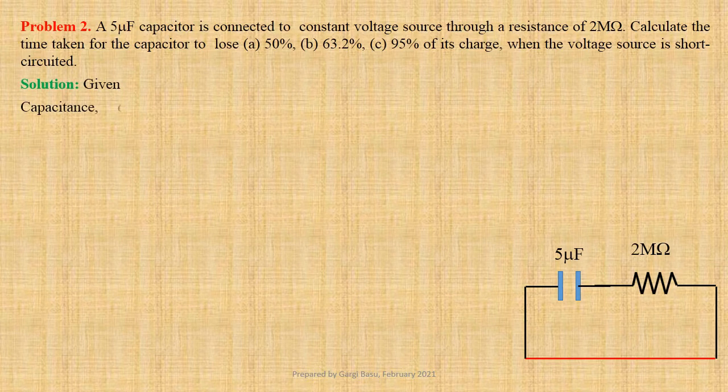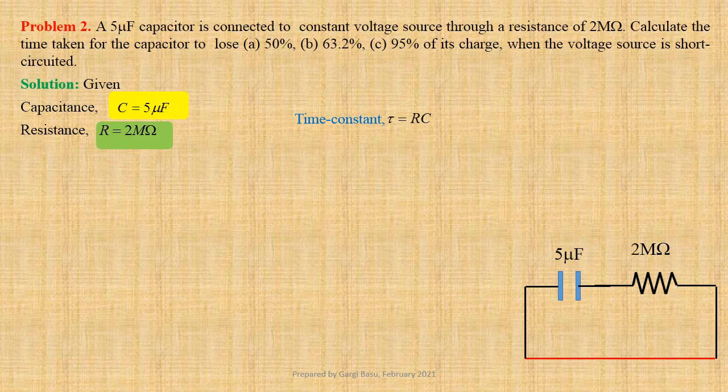Capacitance C equals 5 microfarad. Resistance R equals 2 mega ohm. Let us calculate the circuit time constant. Tau equals R into C. That is equal to 2 into 10 to the power 6 into 5 into 10 to the power minus 6. That gives us 10 seconds.